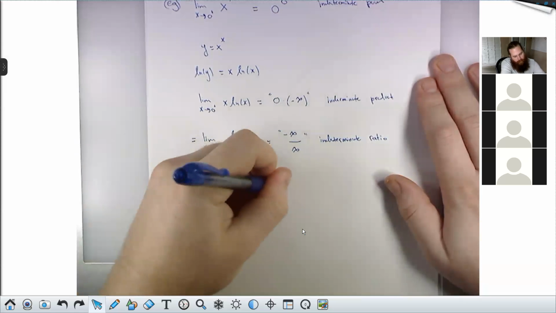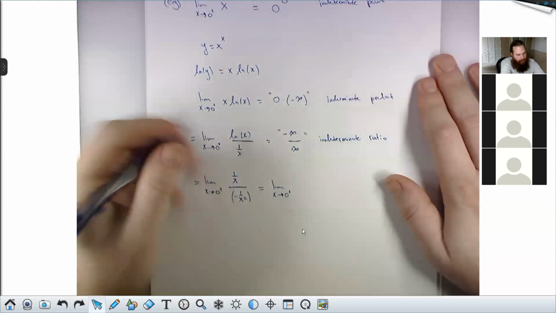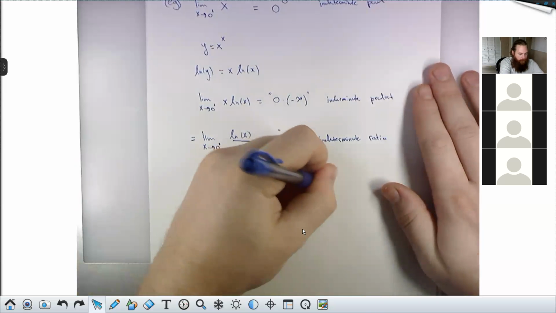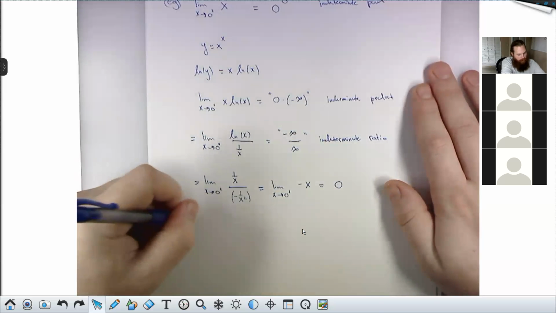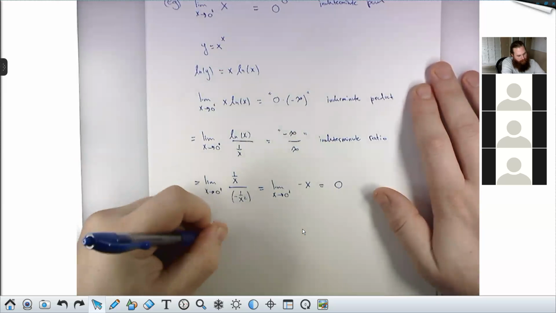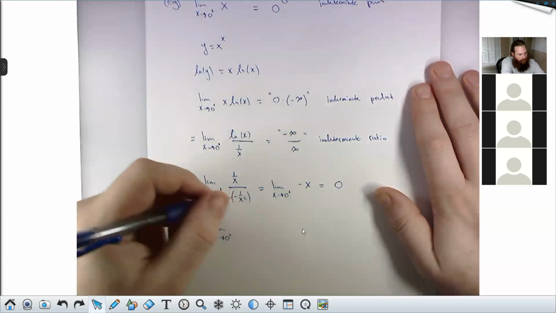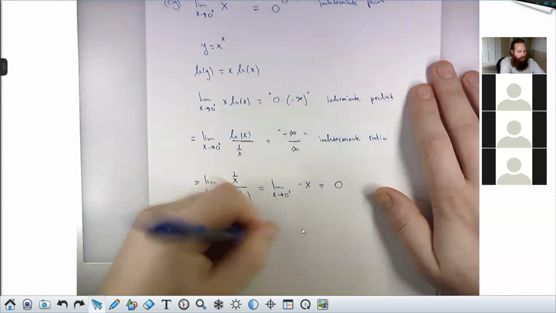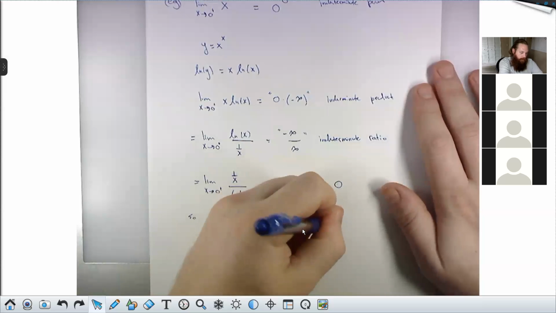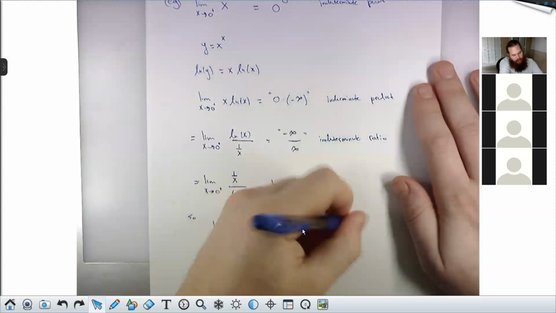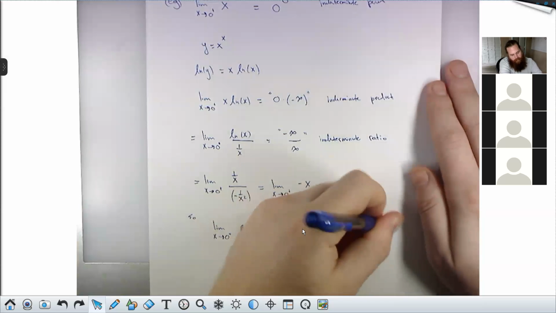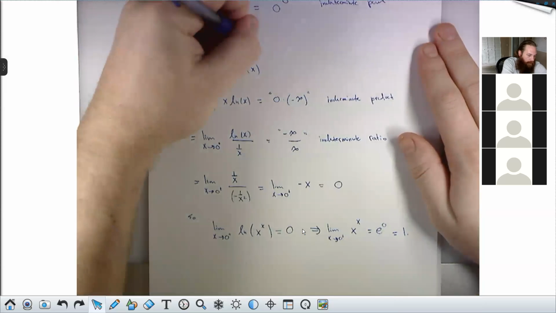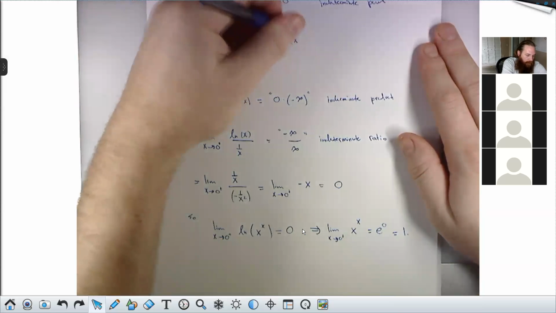Now I do a bit of algebra. That's negative x squared over x, which is just negative x. And as x goes to 0 from the right, this goes to 0. So lim x to 0 plus of ln of x to the x is equal to 0, which means that lim x to 0 plus x to the x is equal to e to the 0, which is 1. So I'm sorry, from here what I did is I should have written this in. Ln y equals ln of x to the x, right?